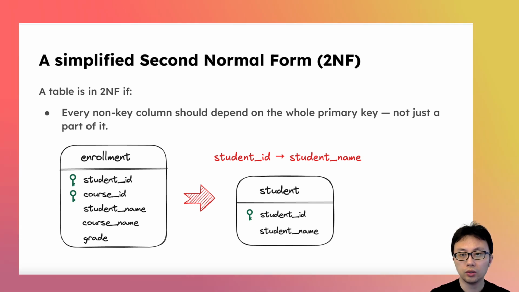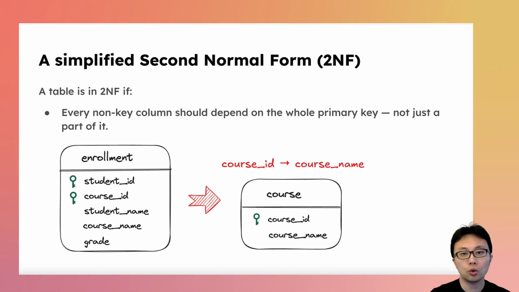So in this case, you need to move student name plus student ID to a new table. And we can call this new table student, and its primary key is student ID. The same thing can be said for the course name plus course ID. We can call this new table course, and its primary key is course ID.